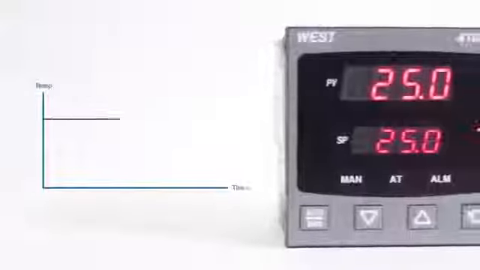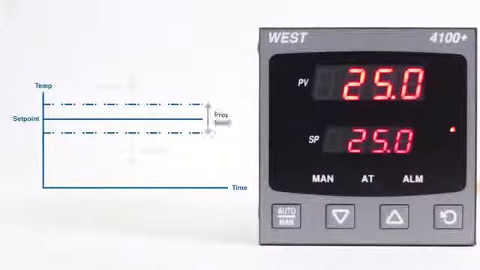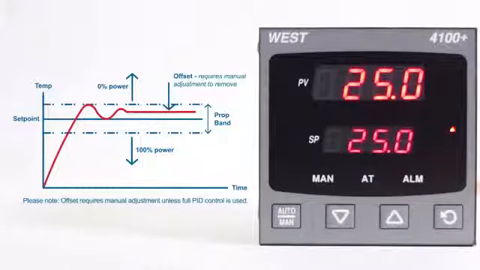If the process is properly tuned, the output power from the controller will precisely match the requirements of the process and therefore achieve completely stable control. This is something that's not possible with on-off control.